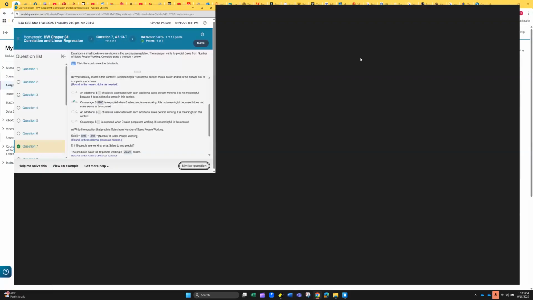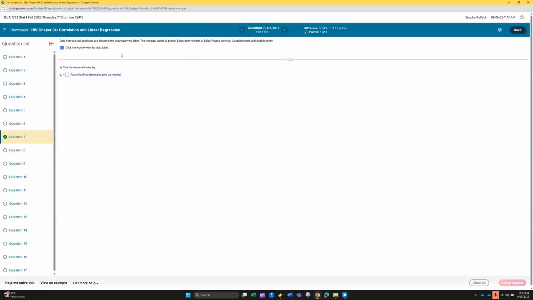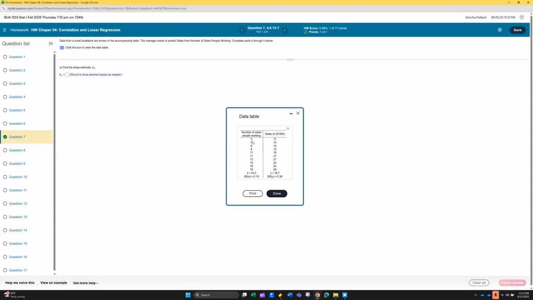So we're given data, namely the number of salespeople in a bookstore and how many sales resulted from that. Obviously, the more salespeople, the more sales. And this is the data. You can see that as the number of salespeople increase, the amount of sales increases pretty much in a straight line. So 6 is 14.